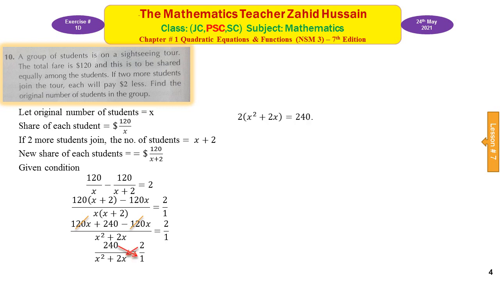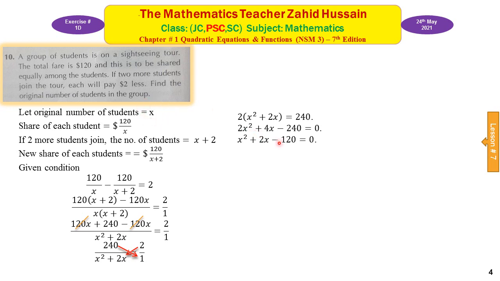Cross multiplying, we will get this equation. Simplifying this equation to get 2x² + 4x - 240 = 0. Dividing the whole equation by 2, we will get the equation in standard form, which is x² + 2x - 120 = 0. Now we will solve this equation to get the value of x.